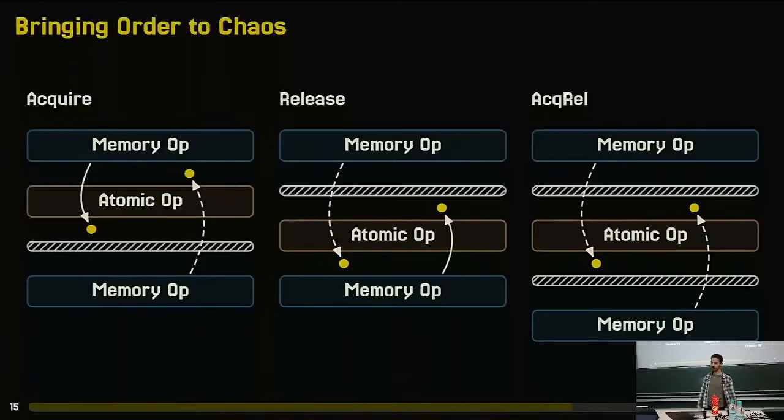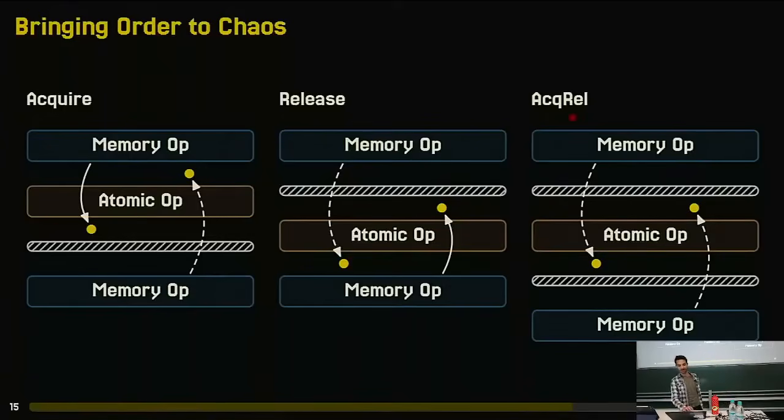Release is the exact opposite. It's mostly used on store or write operations and can be thought of like an unlocking of a lock, where everything after should be kept after it and not moved up into our critical section. This is why the barrier is here, and like this can't pass it downwards, and here we cannot pass it upwards.